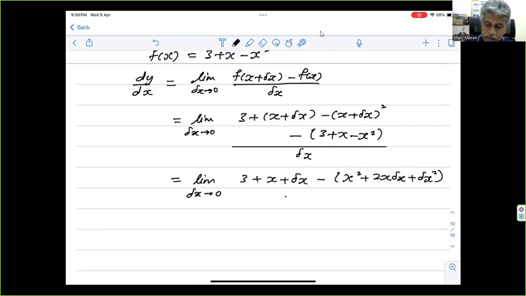And then minus 3 plus x minus x squared. Then divide everything by delta x.